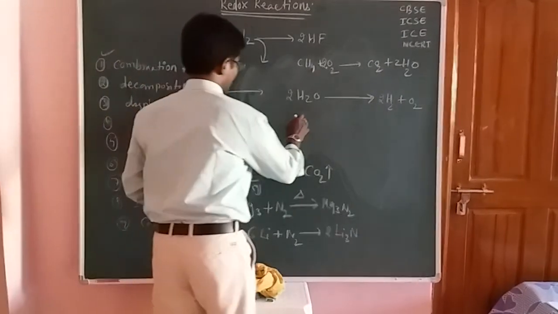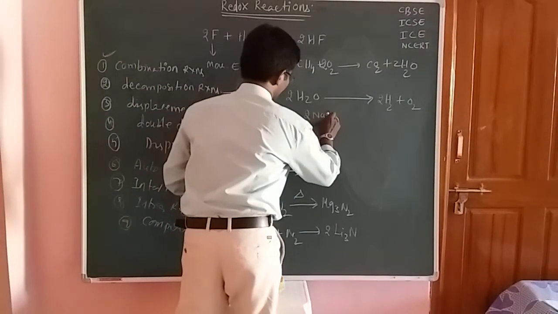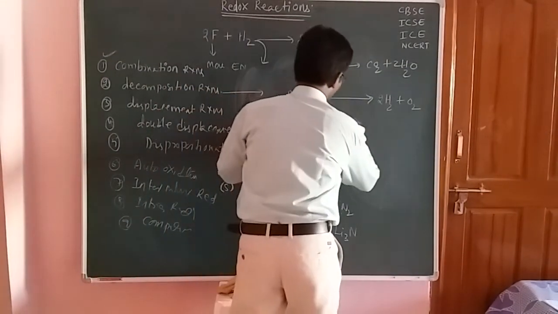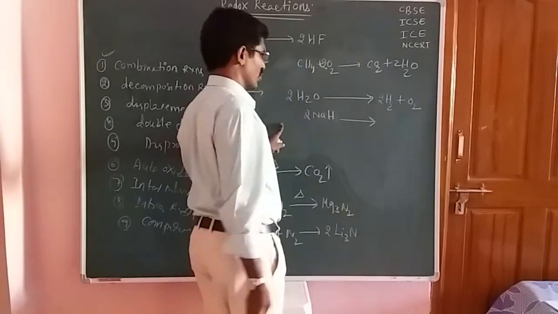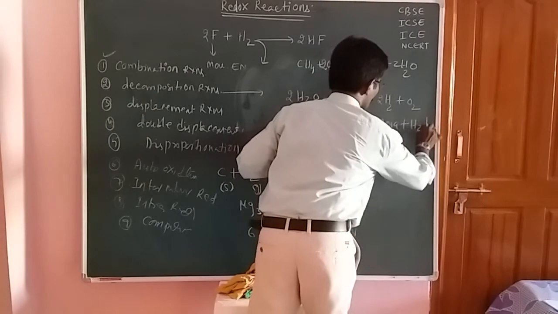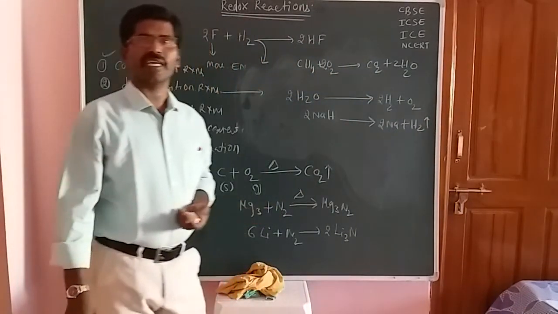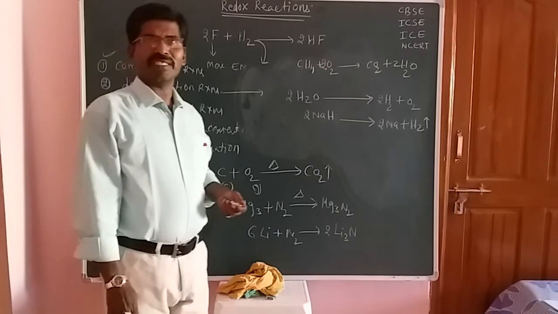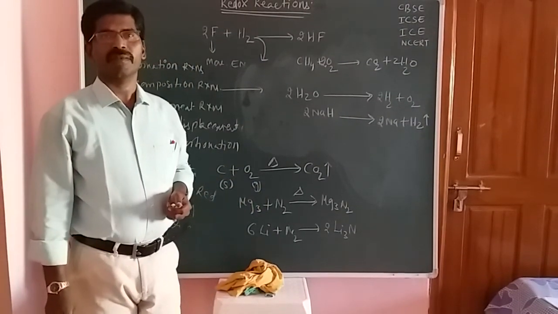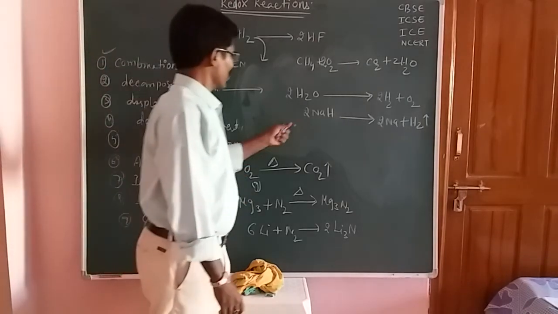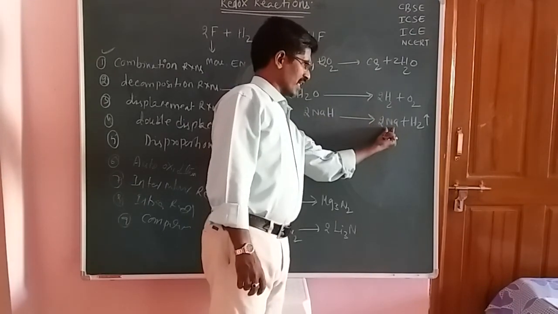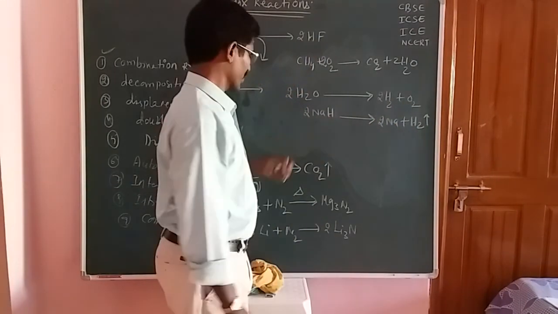Now I want to take one more example, students: sodium hydride, NaH. When it undergoes decomposition, it gives Na plus H2 gas, which is evolved. So 2 moles of NaH, a metal hydride, dissociates into Na atoms, and 2 moles of H2 gas is liberated.